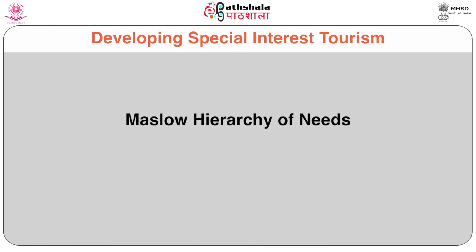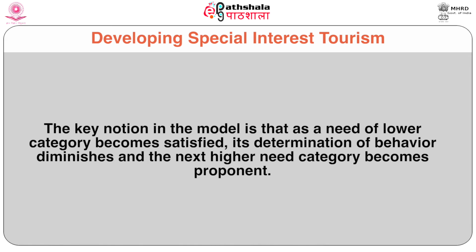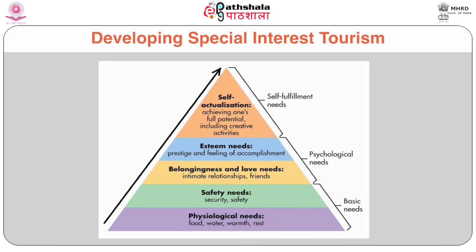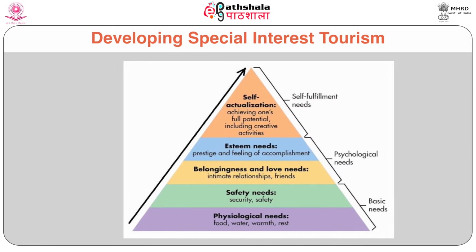Maslow hierarchy of needs. Abraham Maslow outlined a motivational hierarchy consisting of 5 categories of human needs arranged in ascending order. The key notion in the model is that as a need of a lower category becomes satisfied, its determination of behavior diminishes and the next higher need category becomes prominent. Maslow's hierarchy of needs assumes that all human beings have the same needs and wants to be satisfied.